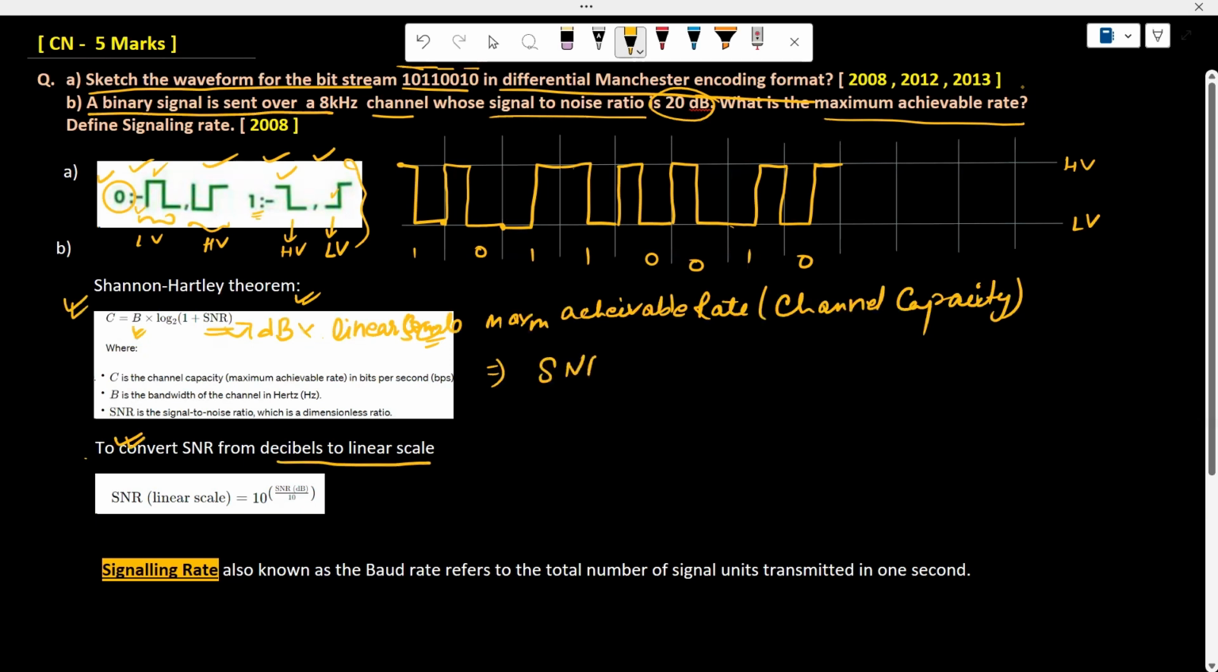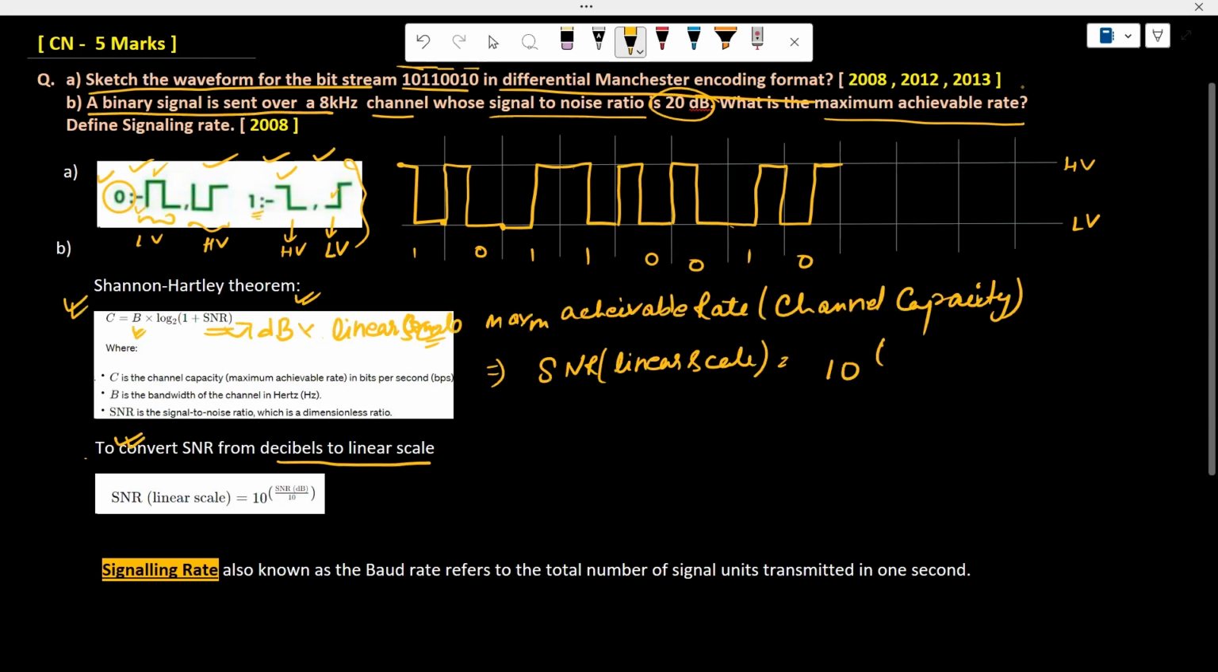So SNR in linear scale will be 10 to the power of SNR in decibel divided by 10. SNR in decibel is 20, so 20 divided by 10 is 2, which gives us 100.